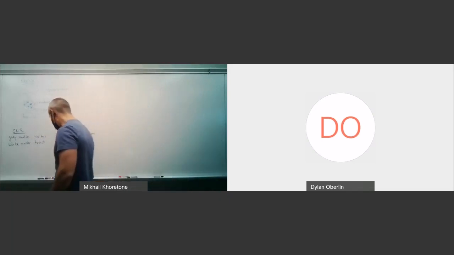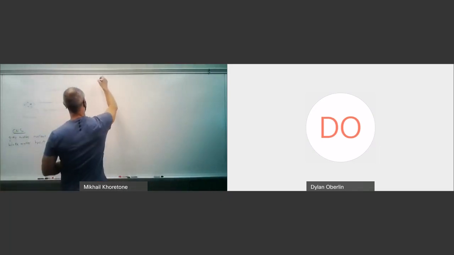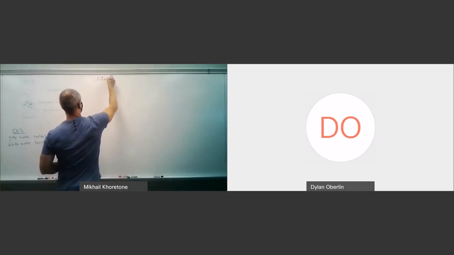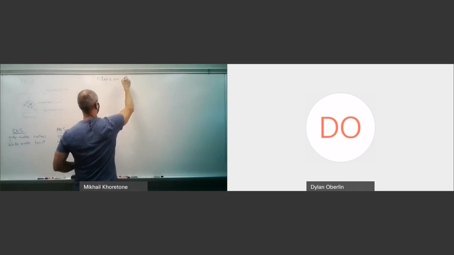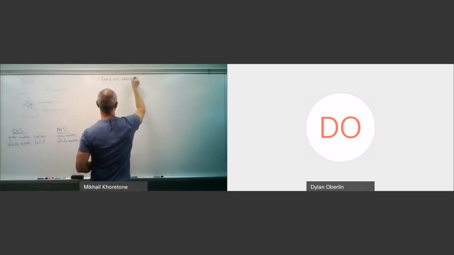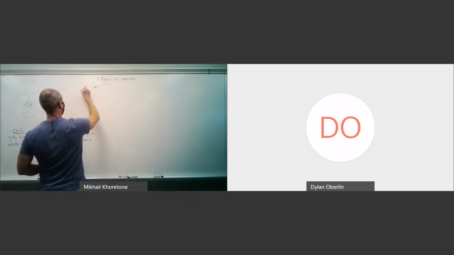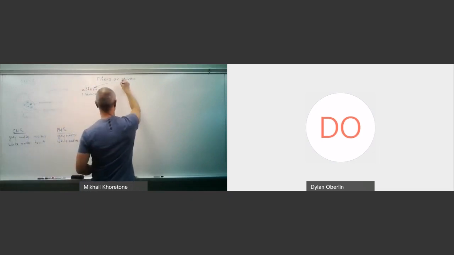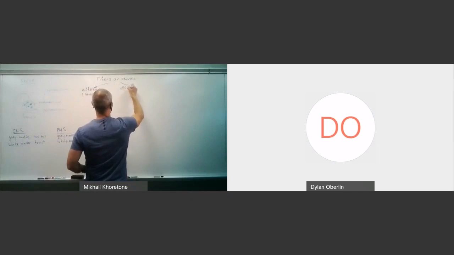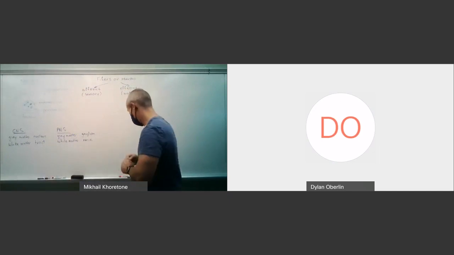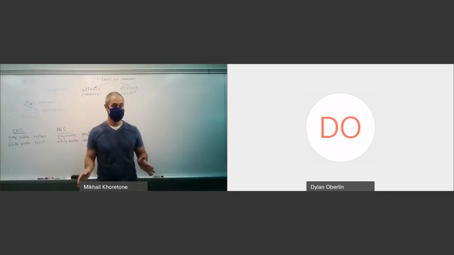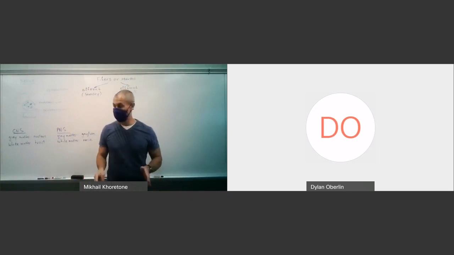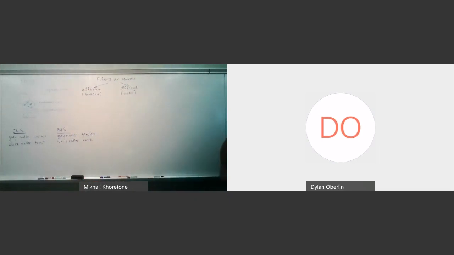So we can say that fibers or neurons, that's more of a reminder, can be afferent, sensory, or efferent, or motor. Make sense? So, okay, good.